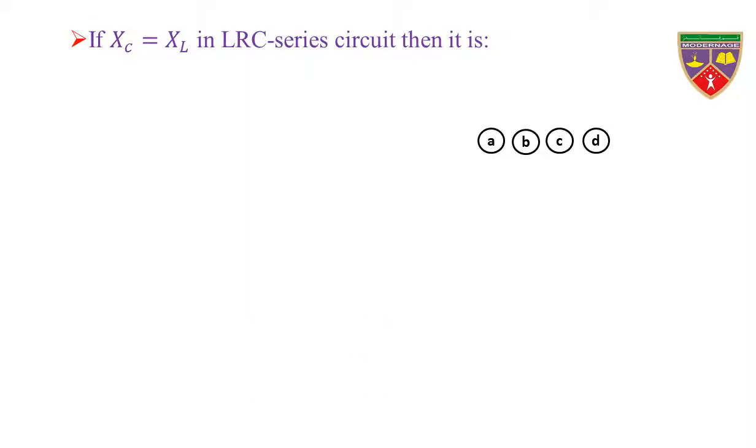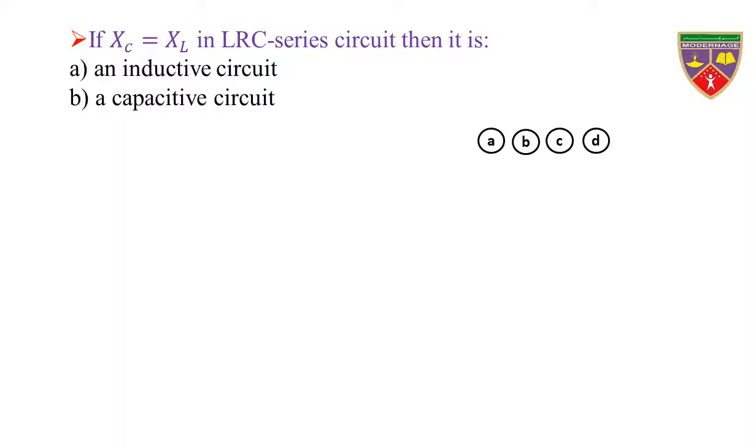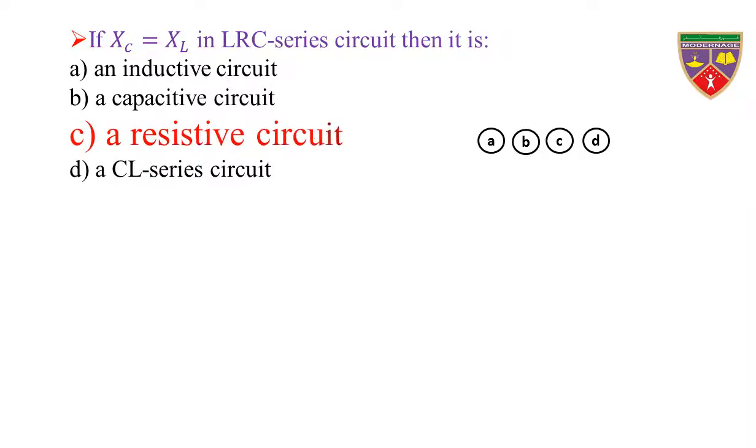If XC is equal to XL in LRC series circuit, then it is option A, an inductive circuit, option B, a capacitive circuit, option C, a resistive circuit, option D, a CL series circuit. The key is a resistive circuit. The correct option is C.